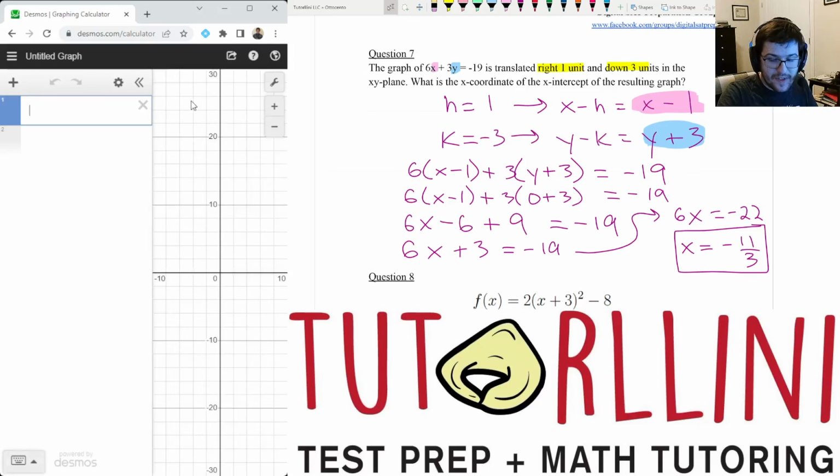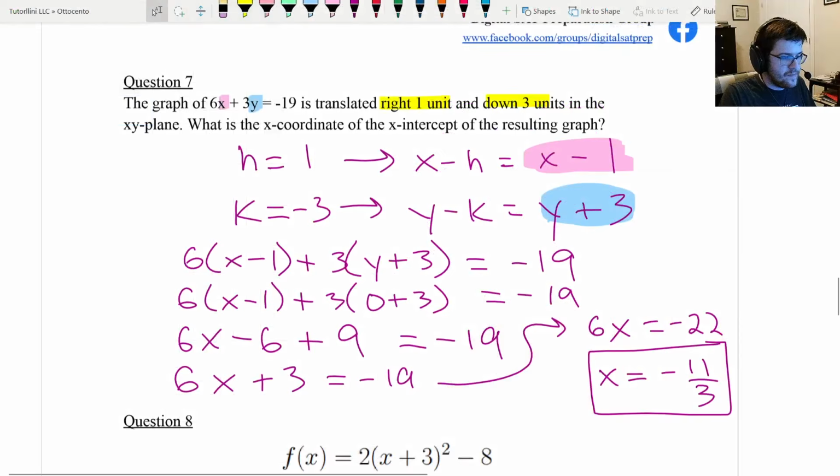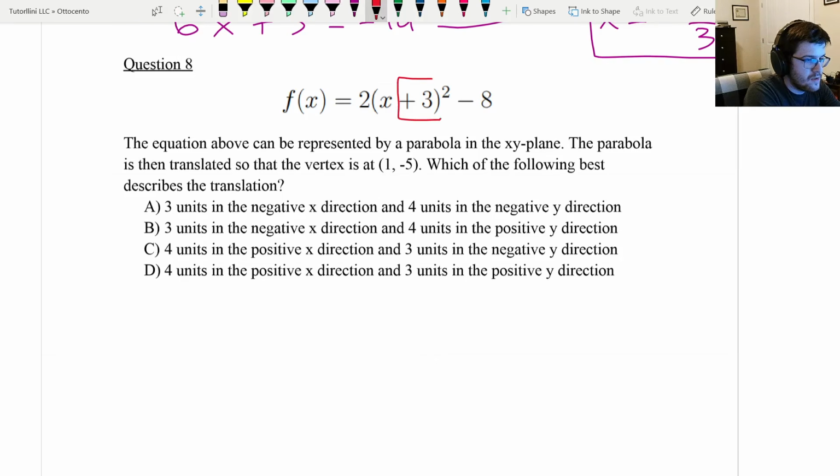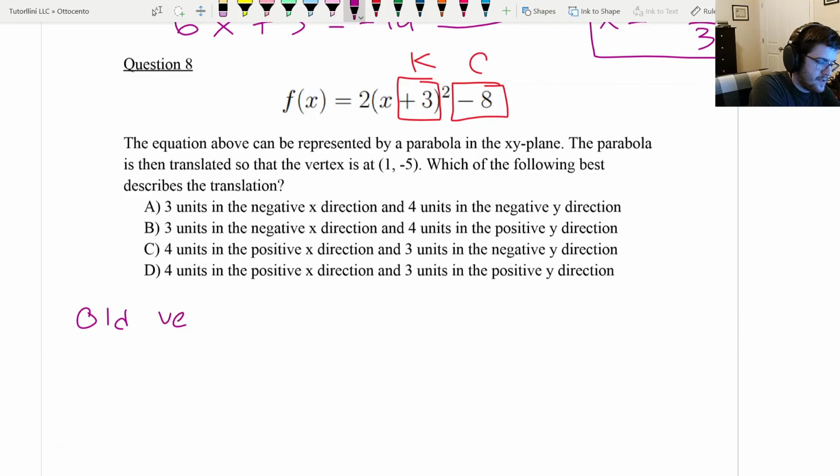All right, almost done. Let's go back over here. Okay, so very first thing, I'm going to find out the original vertex. So I'm going to circle these two numbers. Keep, change. So the old vertex is negative 3, negative 8. That 3 had to get changed to a negative 3.